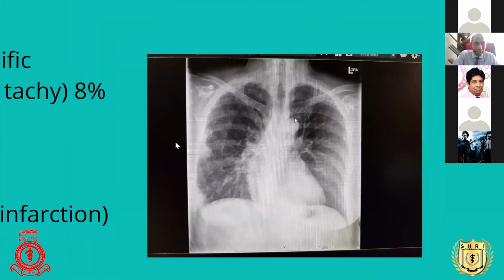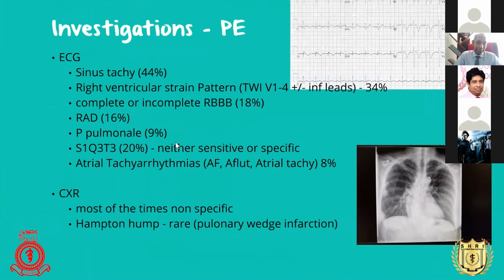Those are called Hampton's humps. So she had a big emboli in the right side pulmonary artery. So those atypical presentations are there. It's interesting but very tricky.